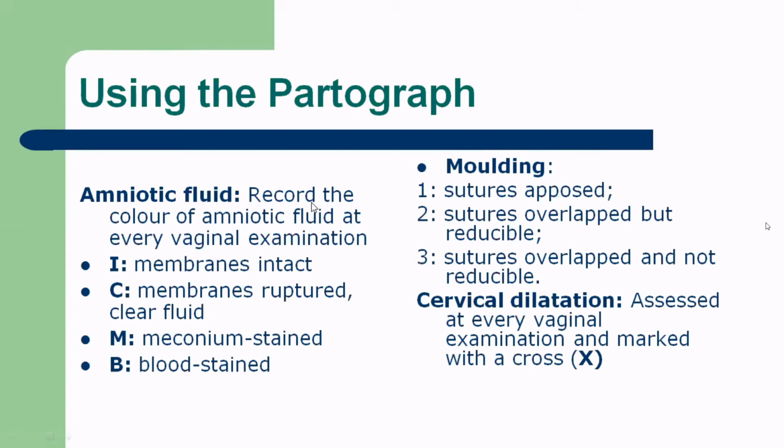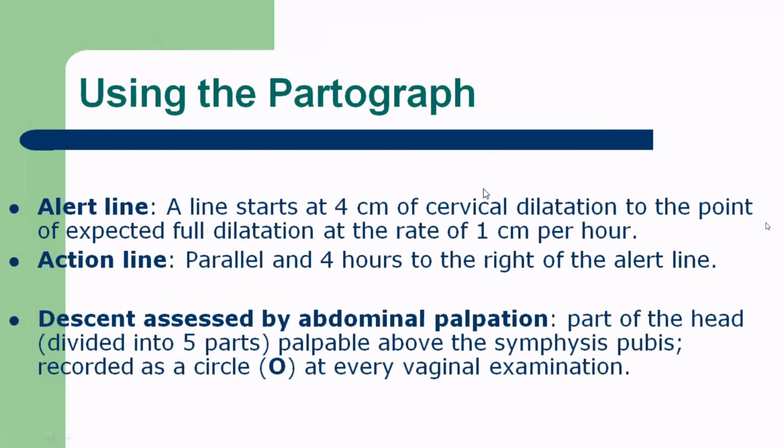So amniotic fluid, if the membrane is ruptured, you have to record the color of the amniotic fluid at every vaginal examination. So I will denote it by I when membranes are intact. Okay, membrane rupture, clear fluid is denoted by C. Meconium stain is M. Blood stain is B. Because you don't have time and you don't have space to record in full form, you will use the short form.